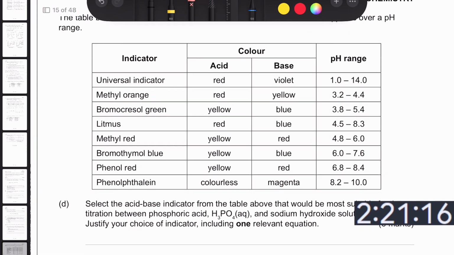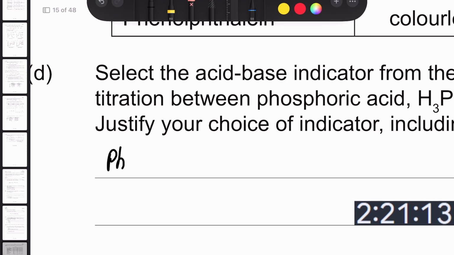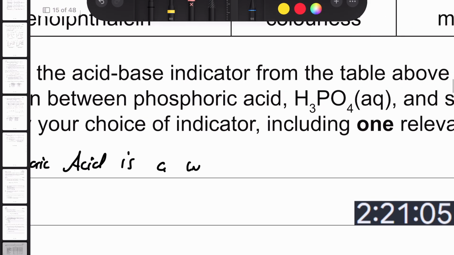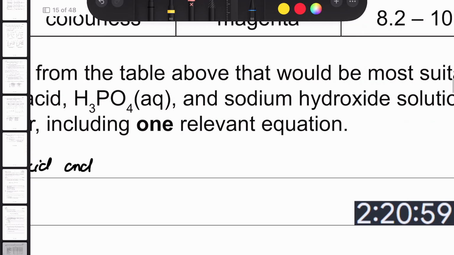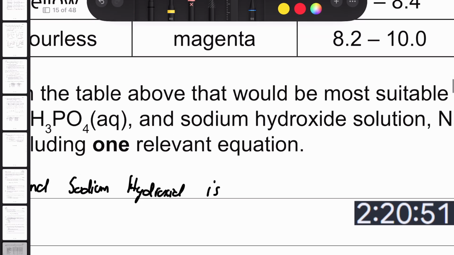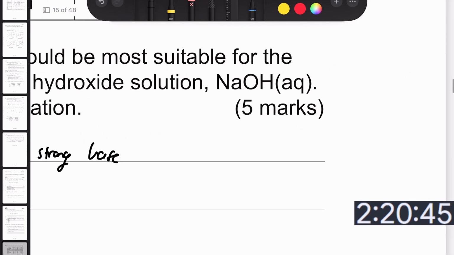So it's going to be phosphoric acid, which is a weak acid. Sodium hydroxide is a strong base. Therefore, the resulting salt produced will be basic.